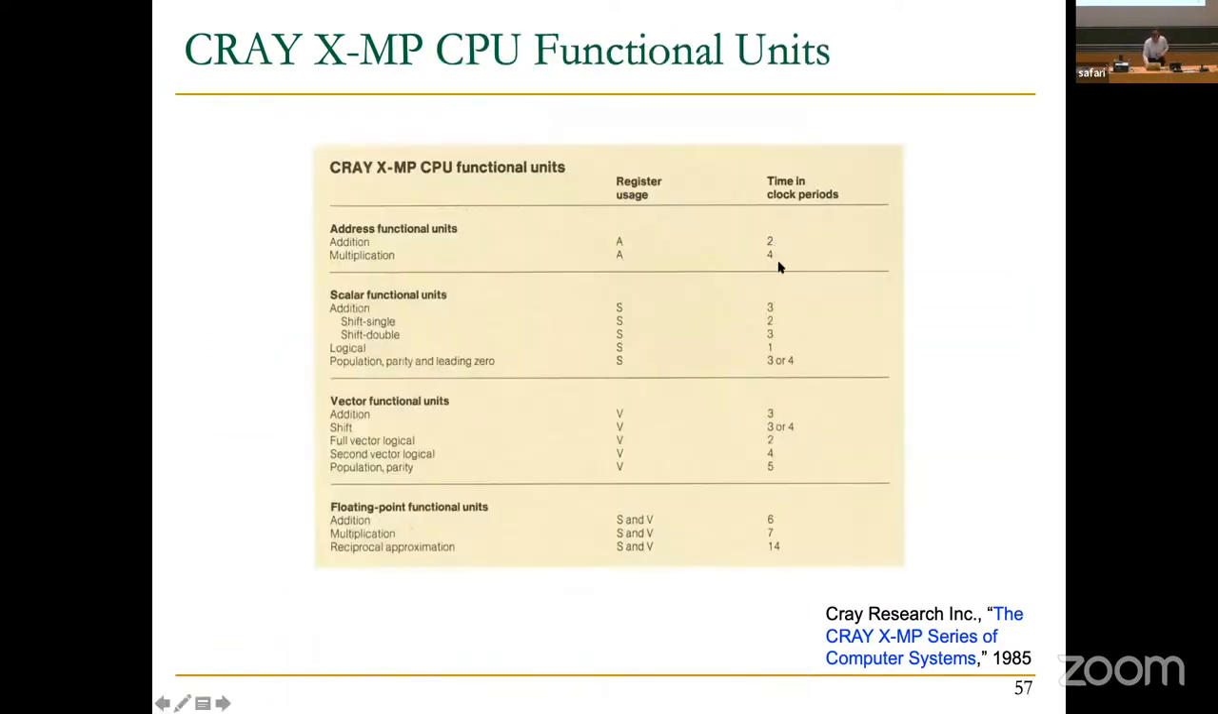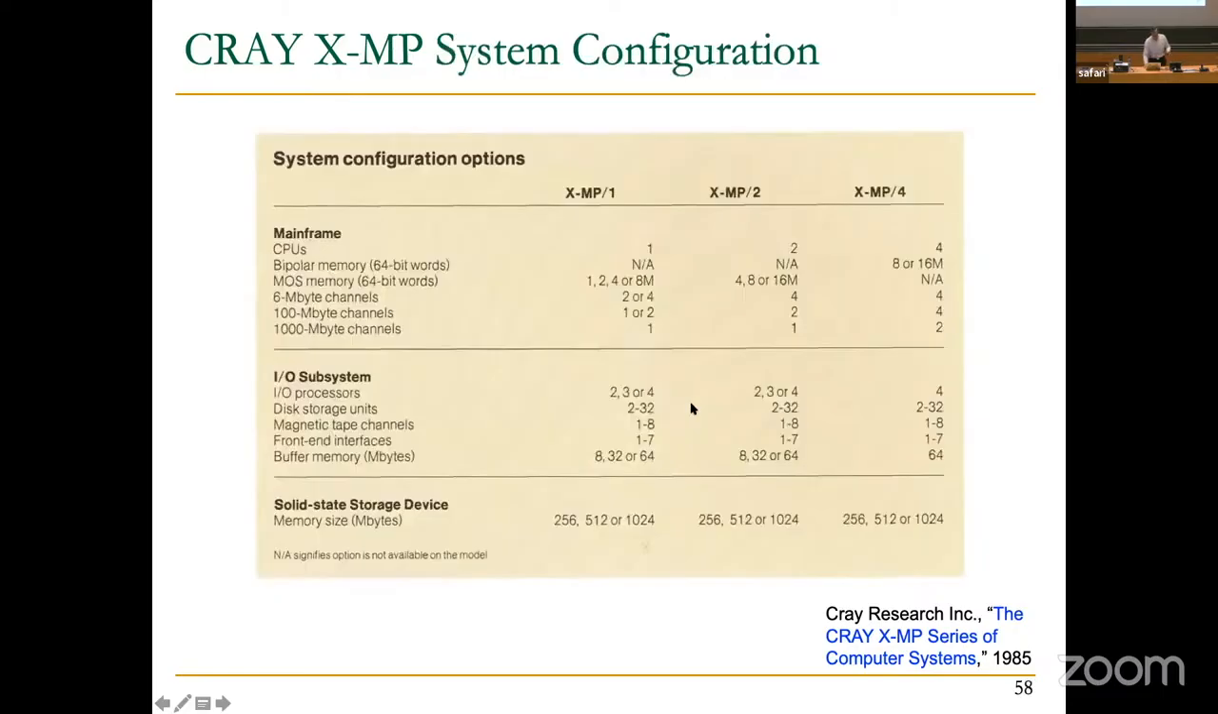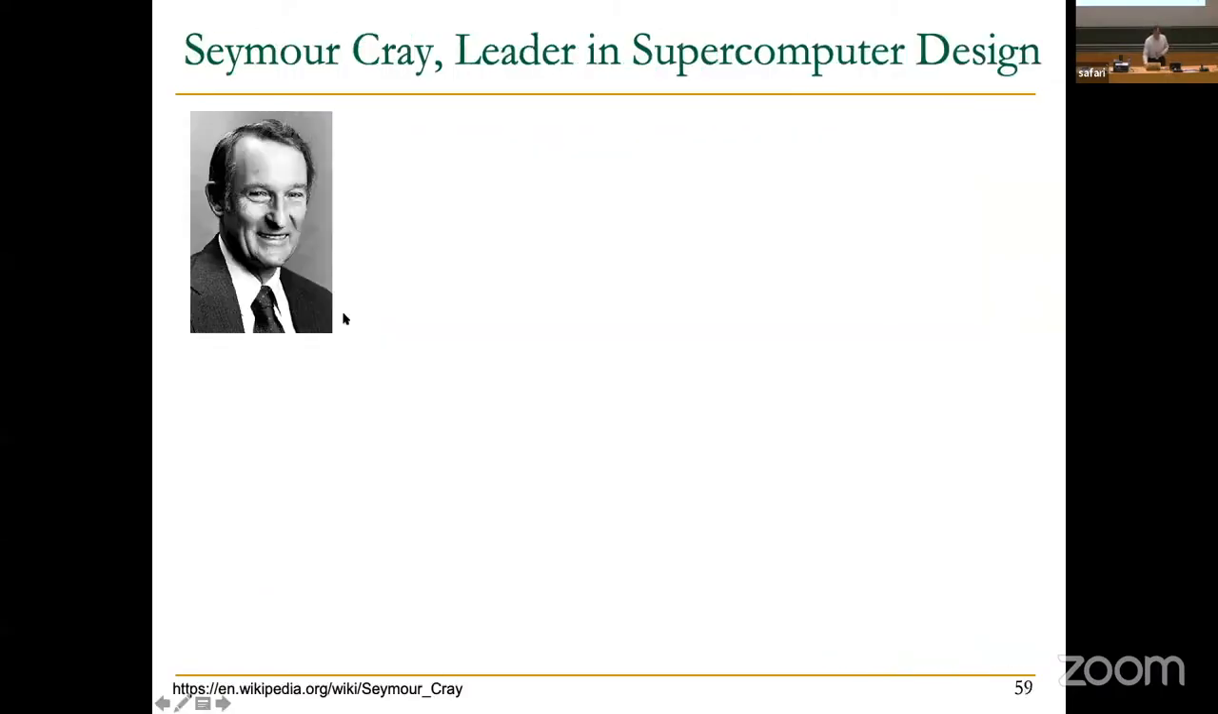Let's take a look. Basically, these are address functional units, scalar functional units, vector functional units, which we're going to talk a lot about today, but there's also floating point functional units, as you can see. And they specify the time in terms of clock periods, right? Vector functional units, for example. There's more. And you can see that the memory is actually important and I/O is important. So it's a full system, essentially. We're going to see more of this later.